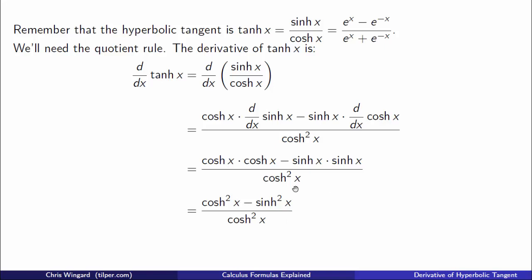And there's a special identity for hyperbolic trig functions, which says that cosh squared of x minus sinh squared of x is actually equal to 1. So what we end up with is 1 over cosh squared of x. And by definition of hyperbolic secant, that is the hyperbolic secant squared of x. So that shows us that the hyperbolic tangent of x, if we take the derivative of that, we get hyperbolic secant squared of x.